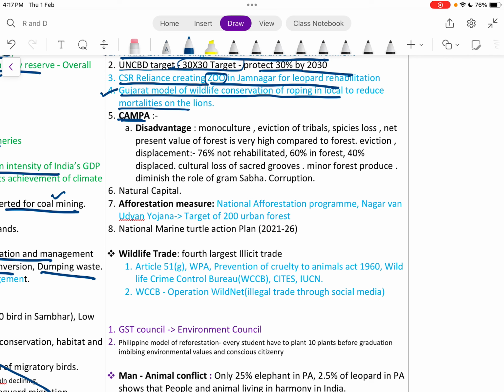We have the CAMPA fund. But what are the disadvantages? Monoculture, eviction of tribals, species loss. The present value of the forest is very high compared to the forest. Eviction and displacement: 76% are not rehabilitated, 60% in forest, 40% displaced. Cultural loss of sacred groves, minor forest produce, diminished role of Gram Sabha, and huge corruption.